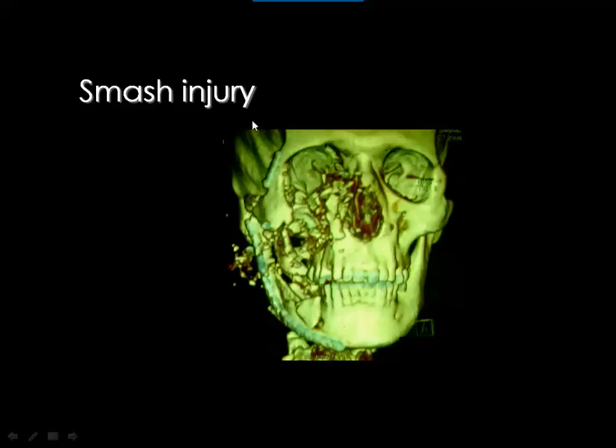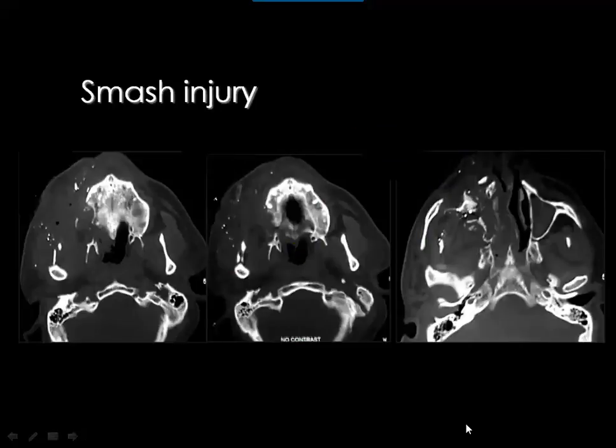Then smash injuries are extensive facial injuries that usually result in the wars, and due to explosions the fractures are not classified. They are extensive, and you usually see some of the radio-opaque fragments of the foreign bodies residual within the affected area of the face.